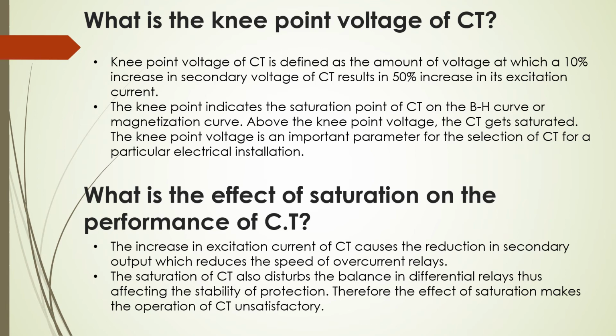The knee point voltage is an important parameter for the selection of CT for a particular electrical installation. What is the effect of saturation on the performance of CT? The increase in excitation current of CT causes the reduction in the secondary output, which reduces the speed of overcurrent relays. The saturation of CT also disturbs the balance in the differential relays, thus affecting the stability of protection. Therefore, the effect of saturation makes the operation of CT unsatisfactory.